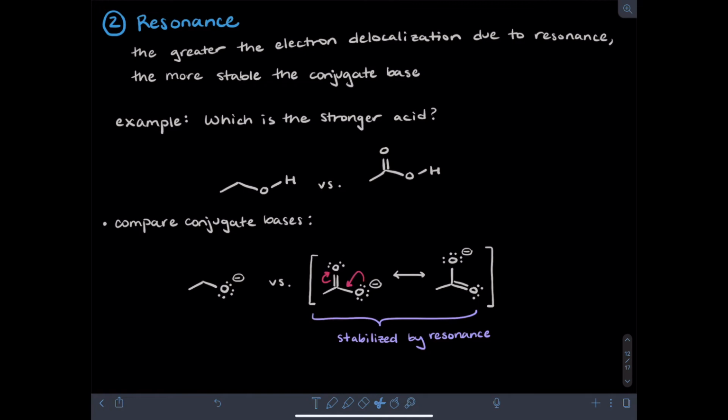This resonance in the conjugate base stabilizes it, meaning this conjugate base with resonance is more stable than the other one. And our more stable conjugate base came from the stronger acid.